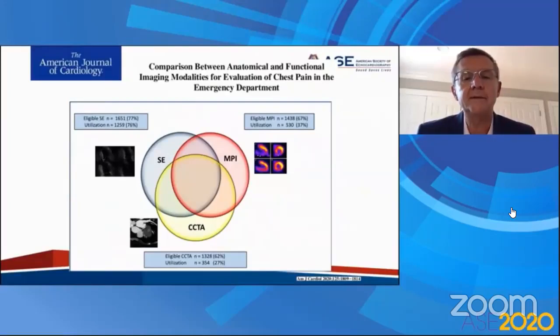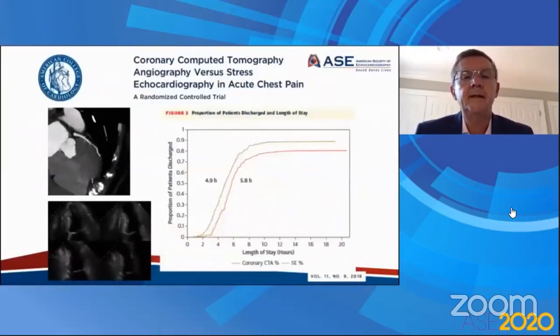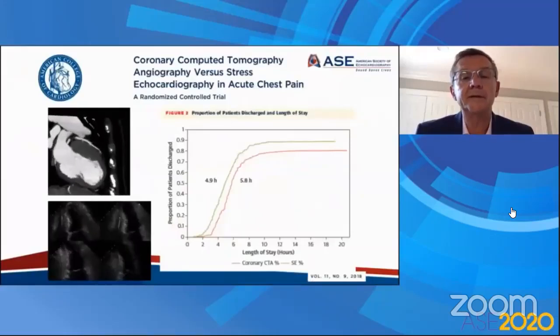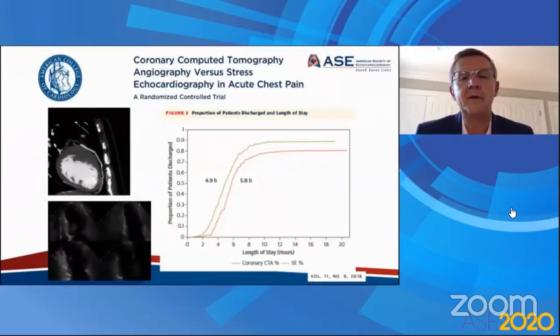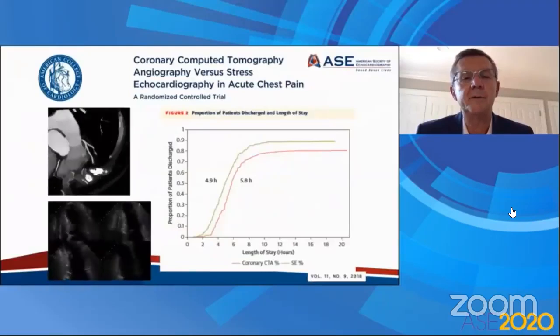You can see that in our hands, the utilization of CT is relatively low, with 27% of the cases that were eligible versus 76% for stress echo. And primarily, the reason is that our ER is very busy, and the CT is often utilized to evaluate acute abdomen and other conditions that require its use. So in our hands, stress echo is a faster modality to evaluate patients in the emergency room.